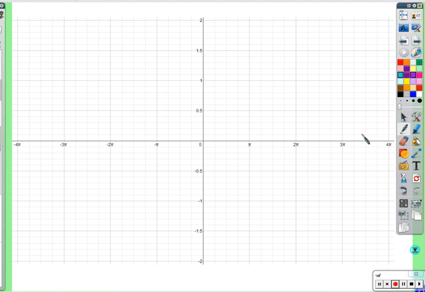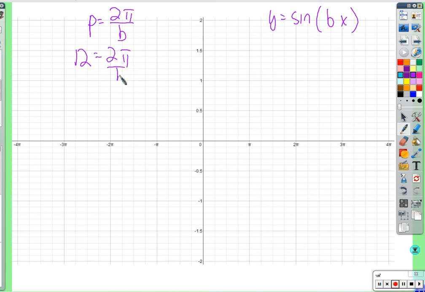Alright. Remember that the period is equal to 2 pi over b. What needs to be 1/6? B. Almost. So we want to figure out what B is. That's what you guys are trying to figure out. So we know that 12 is P, that's the period. So we just solve for B.